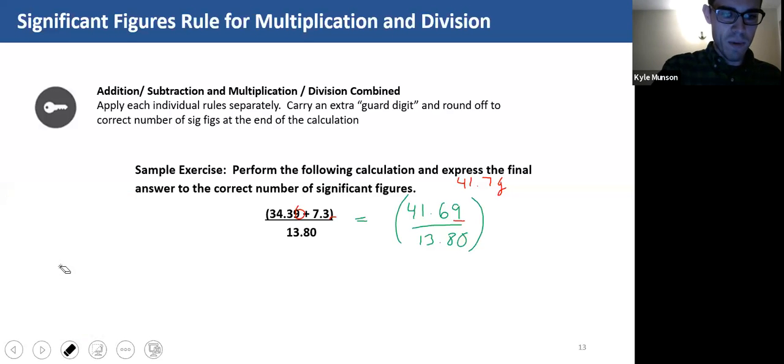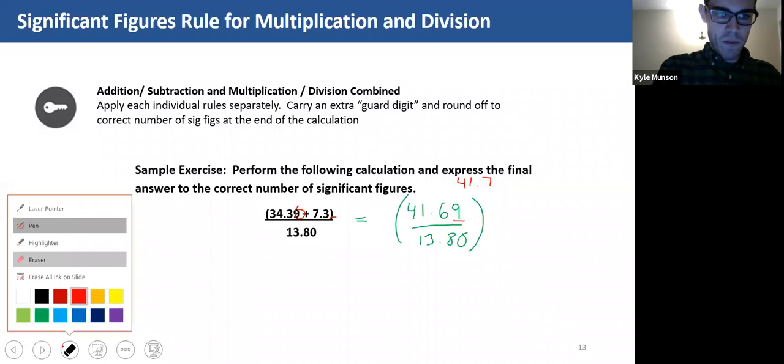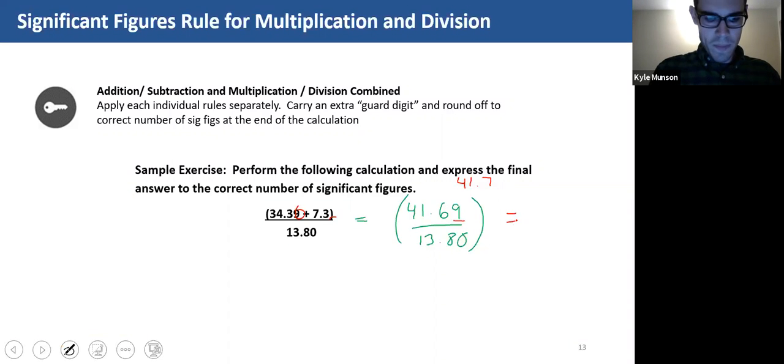Okay, not grams actually. What am I talking about? There's no units to these numbers. They're just numbers right now. All right, so just keep that in mind. Just plug everything in your calculator as normal. 13.8. Okay. So what I get is 3.02101. It goes on and on and on.